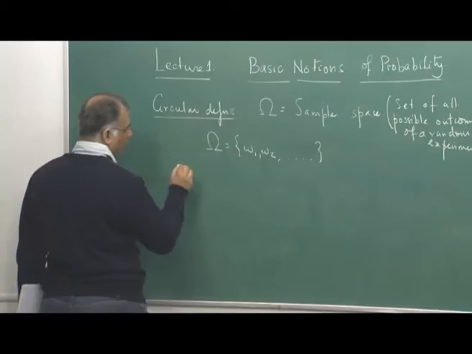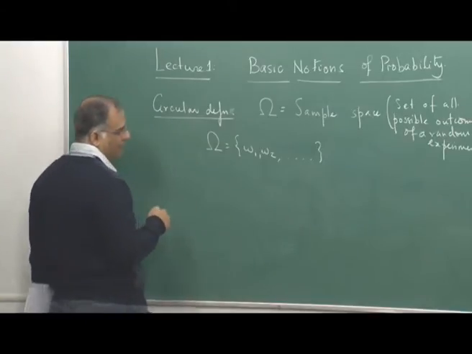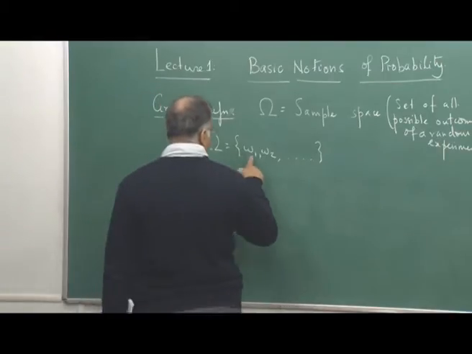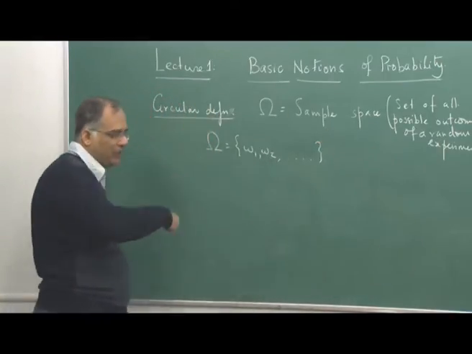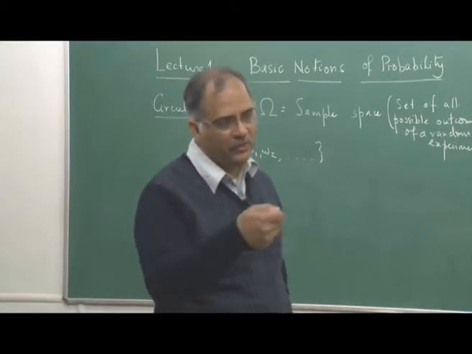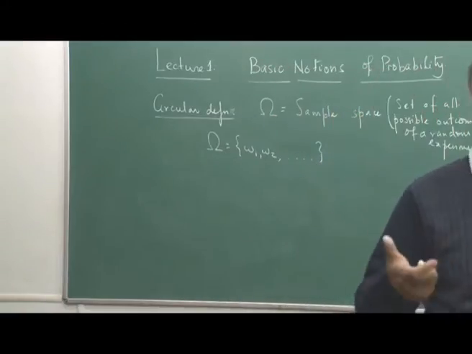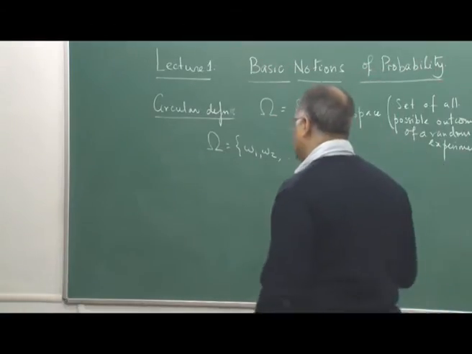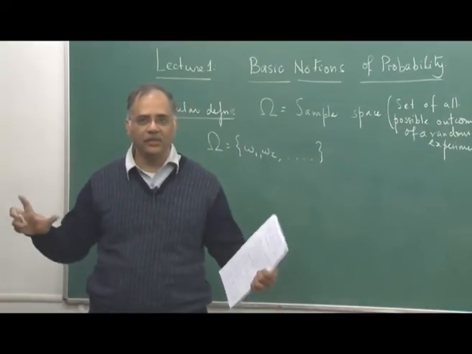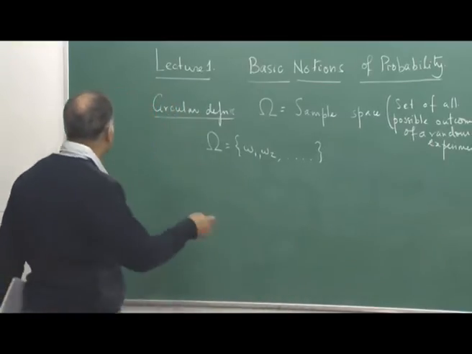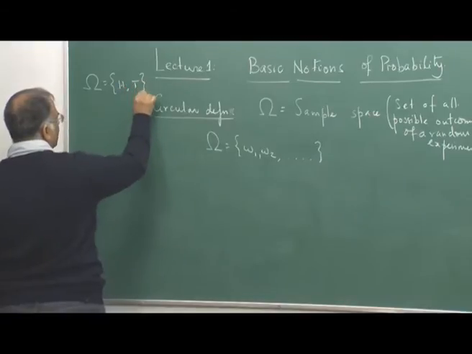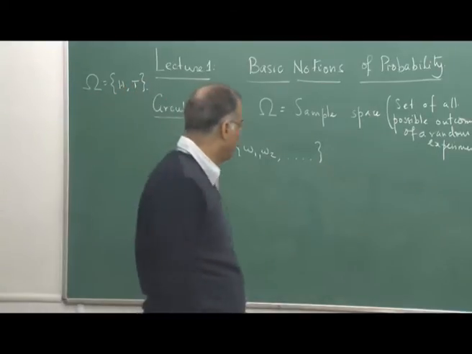So, these omega 1, omega 2, omega 3, omega 4, which are the outcomes of the random experiment, are mutually exclusive, meaning if omega 1 takes place, omega 2 does not, if omega 3 takes place, omega 4 does not, and so forth. Exhaustive means this set of outcomes is all the possible outcomes that you can have in the random experiment, like head and tail. If you take the tossing of a coin, then your sample space would be written like this, head or tail.